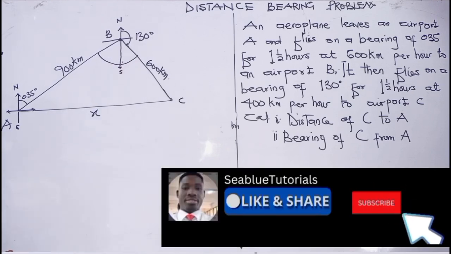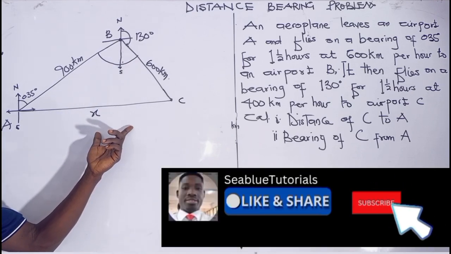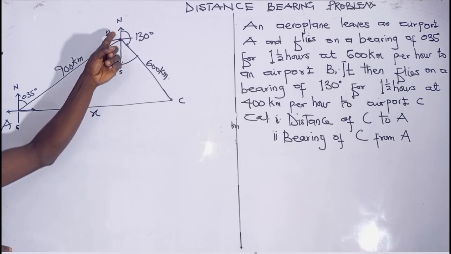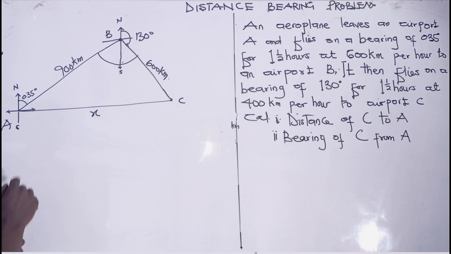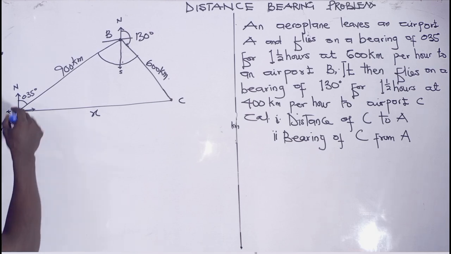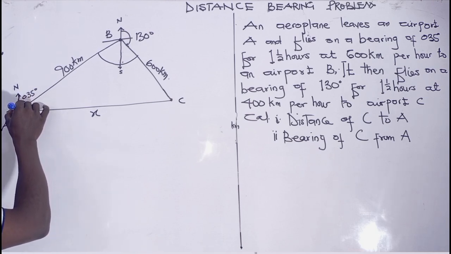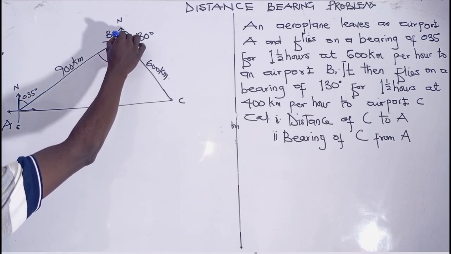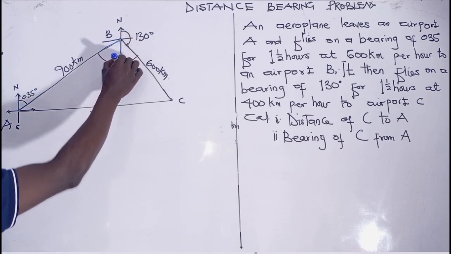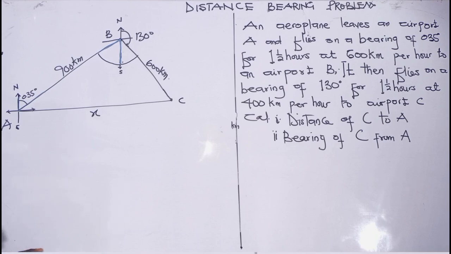So anytime we are done with the diagram, you look for your transit angle and then your transit point. To find the transit angle, we are going to apply the alternate angle concept under the angle properties of parallel lines. So this angle is alternate to this particular angle, and alternate angles are equal.